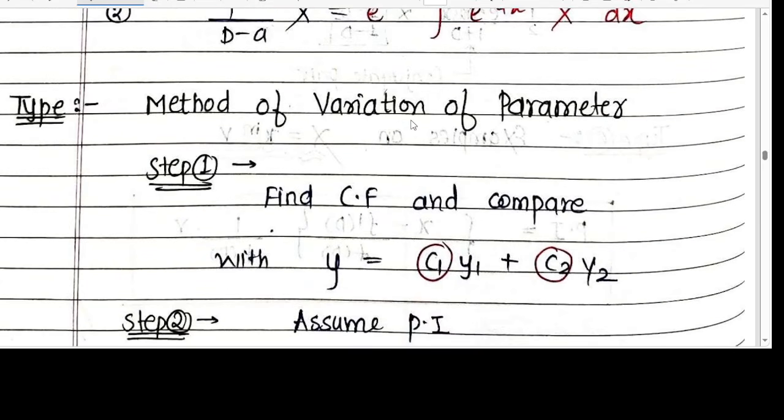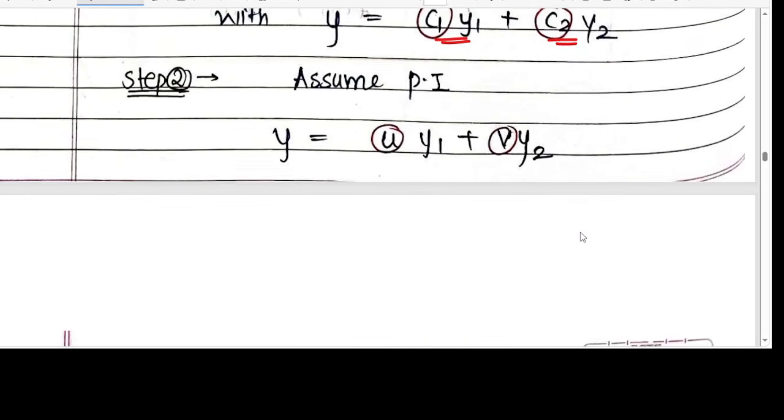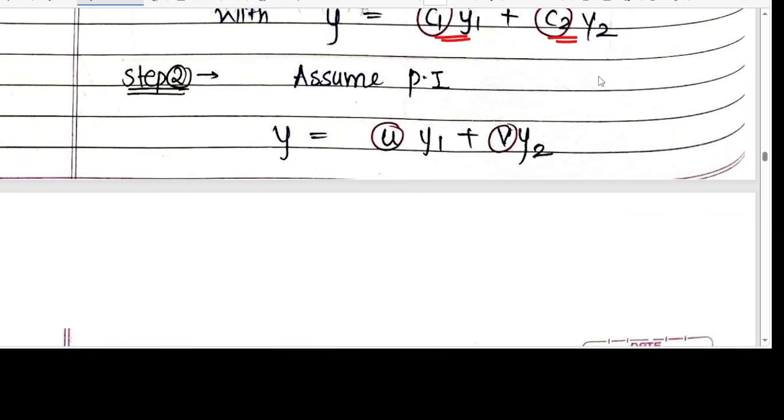Okay, now the most important, which is the method of variation of parameters. In this method, first you need to find the CF, and we have to compare this CF with y is equal to C1 into y1 plus C2 into y2. From this we will get y1 and y2. Once we know y1 and y2, we have to find W. What is W? W is a determinant. The first row is y1 and y2, and the second row is y1 dash and y2 dash, their respective derivatives.